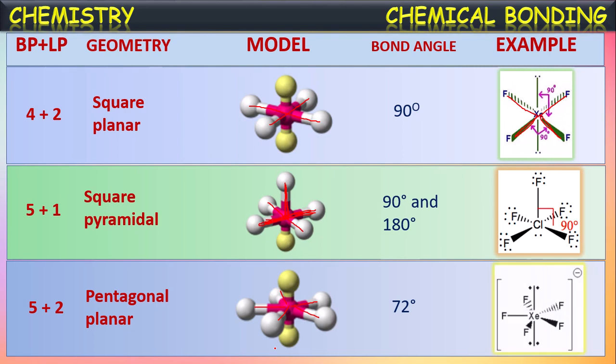An example of a molecule with this kind of geometry is the xenon pentafluoride ion. In this, the central atom xenon has 5 bond pairs and 2 lone pairs. So it acquires pentagonal planar geometry. Okay, this is about different kinds of molecules and their geometry.